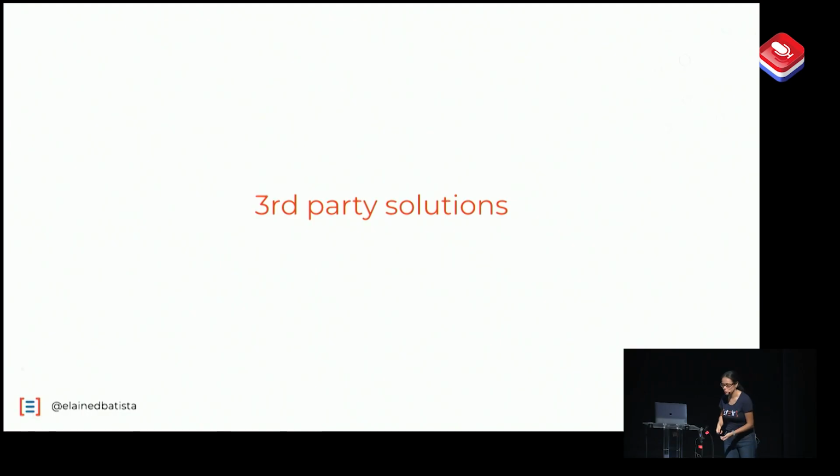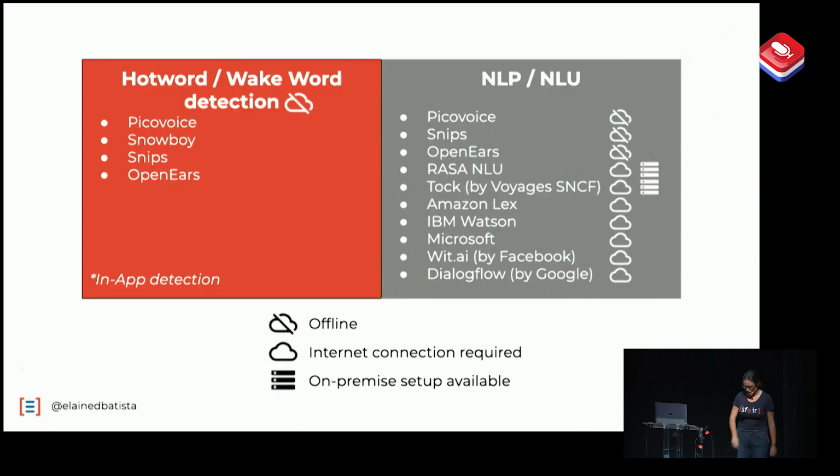So there are solutions that are provided by Apple, but there are also some third-party solutions that I was interested in looking at. So this is what I found out. For the hot word and wake word detection, you have some solutions. All of those solutions work offline. This kind of model can work really well offline.